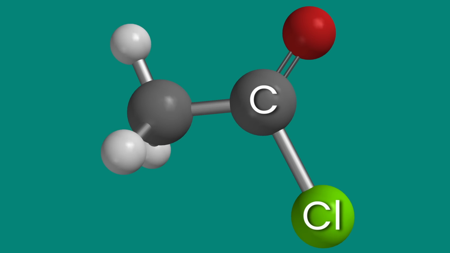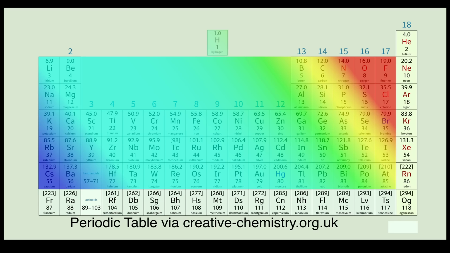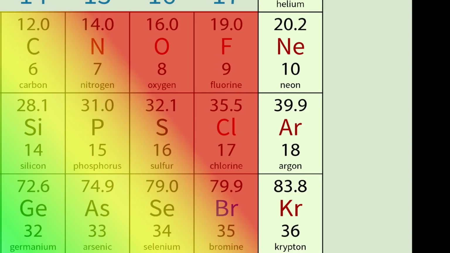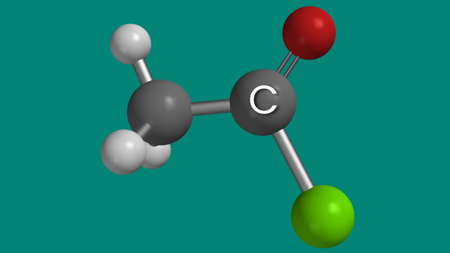But the carbon atom's woes don't finish there. It's also bonded to chlorine. And chlorine is just one step to the right and one step down from oxygen. Its electronegativity is very similar to oxygen's, but it has to spread its valence electrons over a larger volume. So the poor carbon atom is having its electron density sucked away by these 2 very electronegative atoms, which leaves it with a partial positive electric charge.